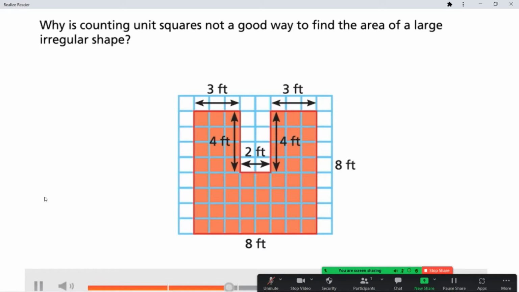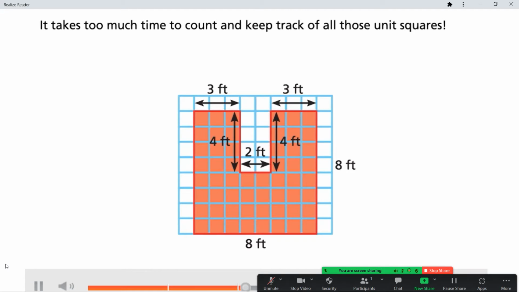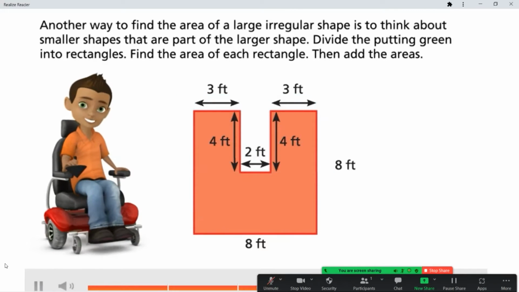Why is counting unit squares not a good way to find the area of a large irregular shape? Now, counting the squares is helpful, but if your shape is really large, counting each individual square will take you a really long time until you're able to find the area of your shape. It takes too much time to count and keep track of all those unit squares. Another way to find the area of a large irregular shape is to think about smaller shapes that are part of the larger shape. Look for relationships.